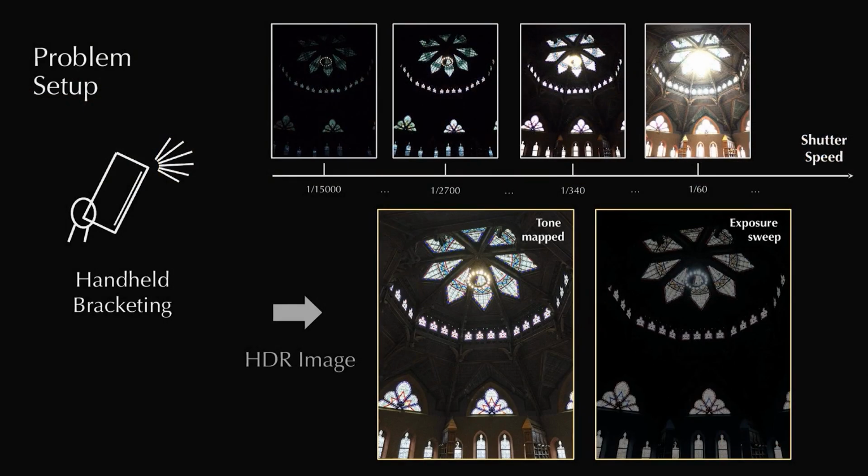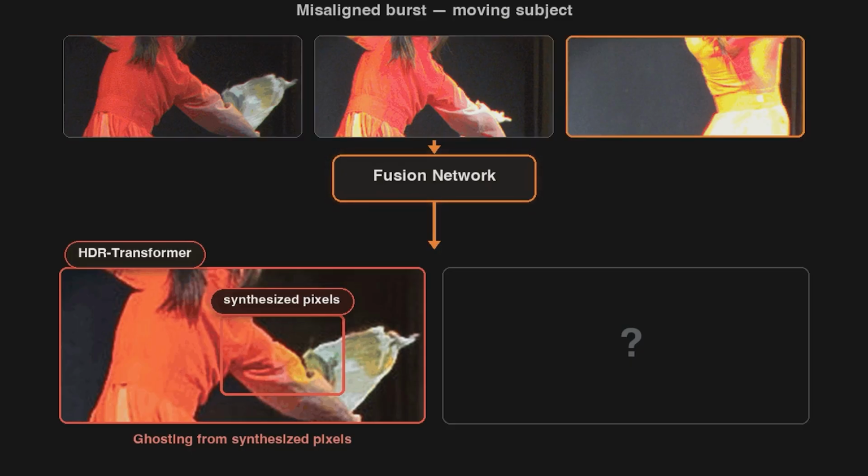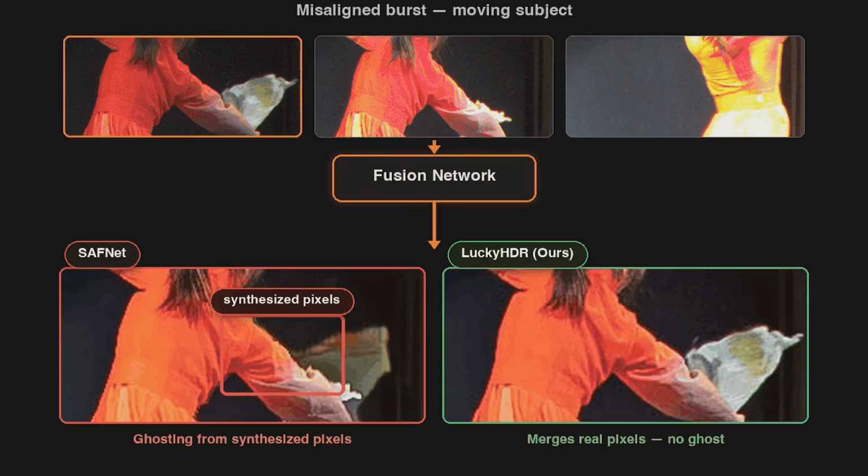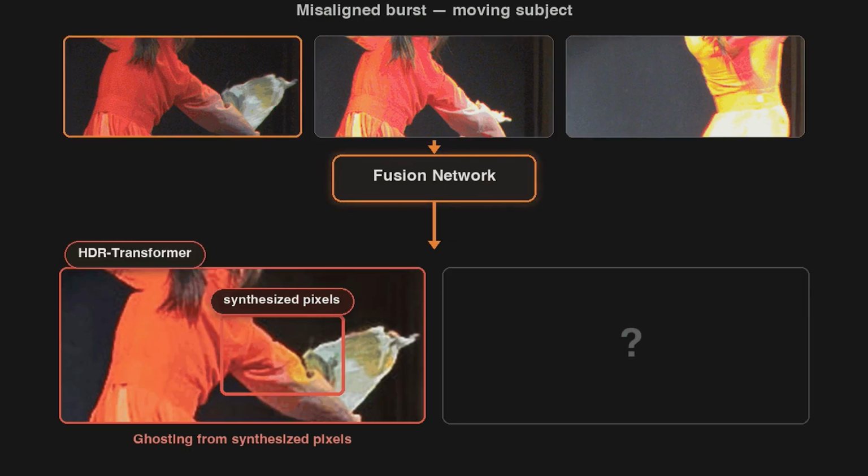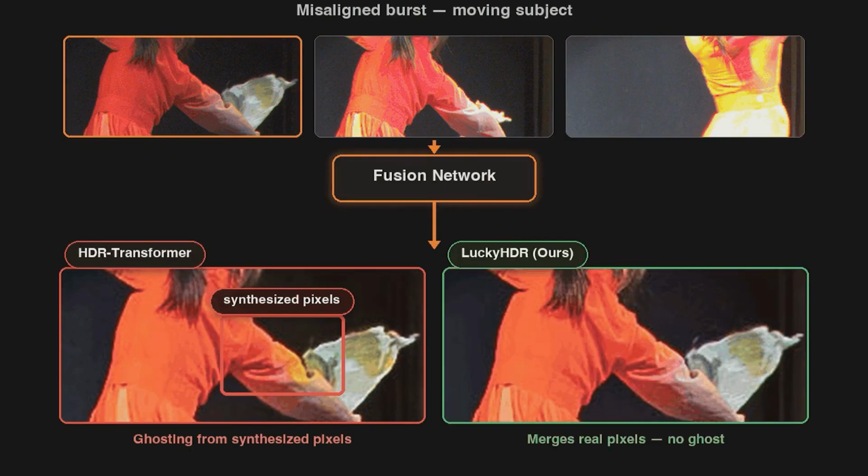The human eye sees about 20 stops of dynamic range. A smartphone captures only 12, so in tough lighting, it renders either the bright windows or the dark interior, never both. We introduce Lucky HDR. Inspired by lucky imaging in astronomy, our insight is simple. In every region, a few captured pixels are already well exposed.